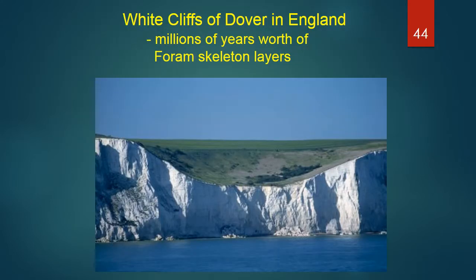So this is something just interesting for you to know. The White Cliffs of Dover in England are from millions of years worth of foraminiferan skeletons layering up, because remember, they're made of calcium carbonate, so they make this beautiful white surface.